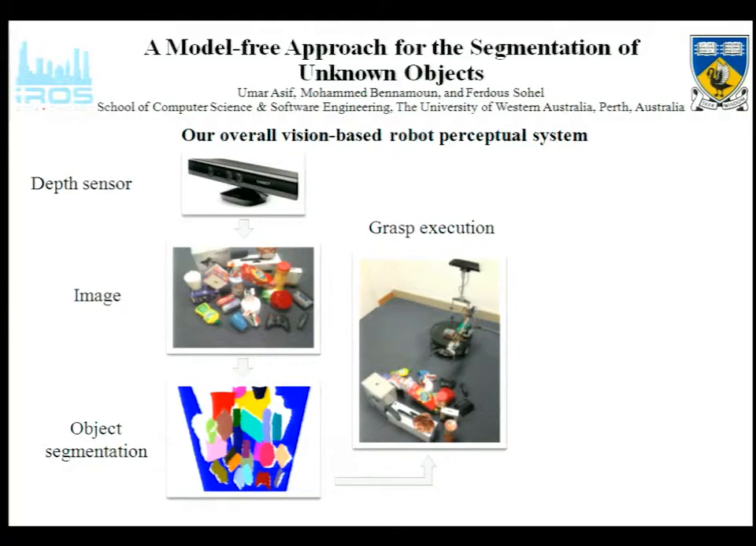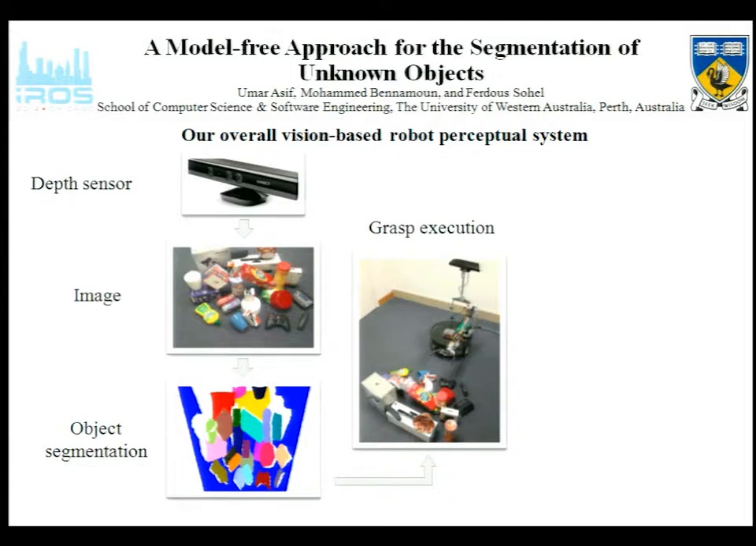Hi, my name is Umar and I am a PhD student at the University of Western Australia. My research work is related to the task of object segmentation in highly complex human living environments for robot manipulation. Our overall objective is to design a vision-based robotic system, a perceptual system which can be integrated into existing robotic applications for executing high-level tasks such as object grasping.